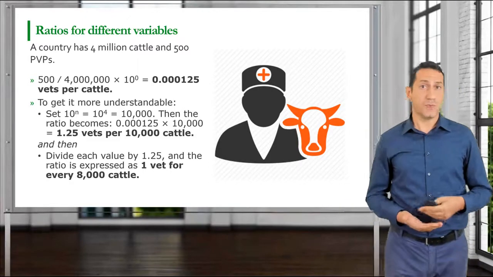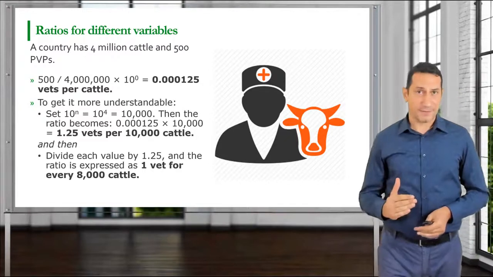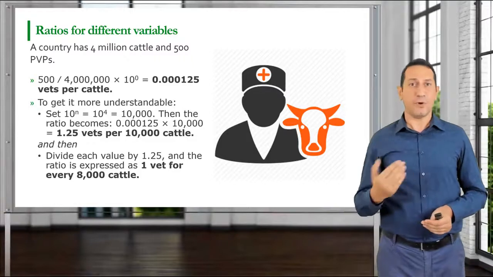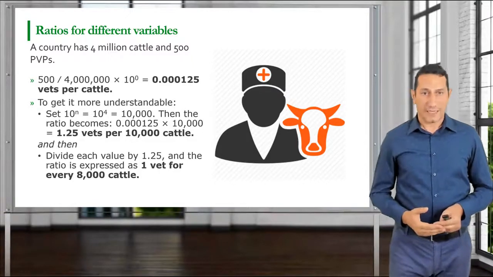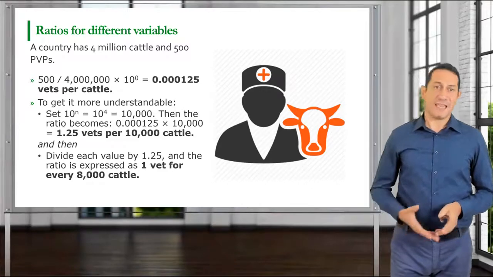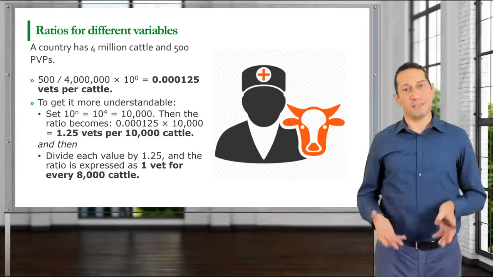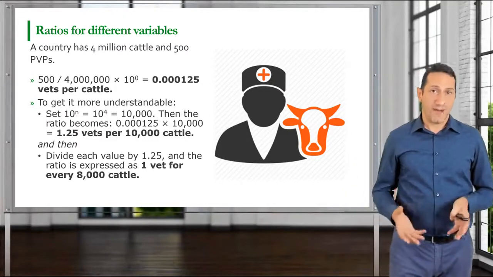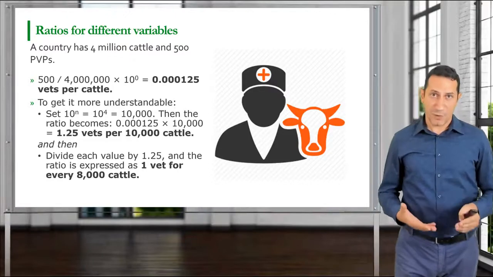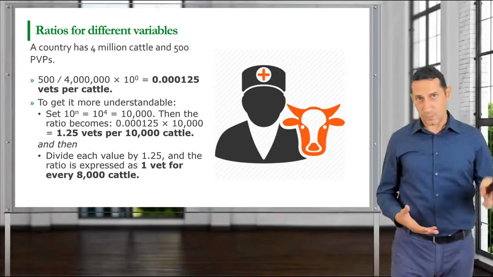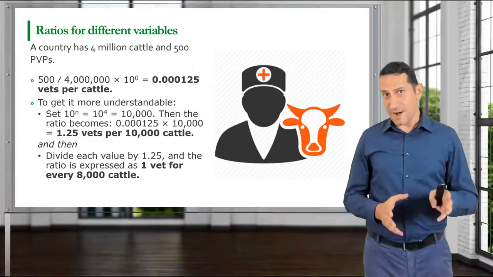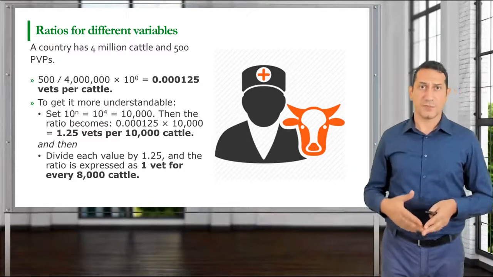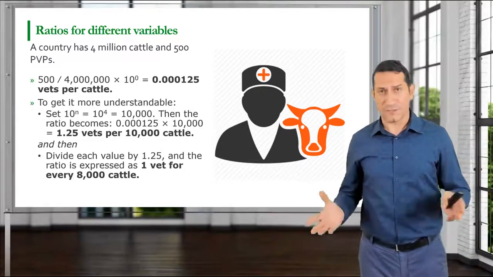But we could even do better. If we divide both the numerator and the denominator by 1.25, we get 1 vet per every 8,000 cattle, and that's much better in terms of making the ratio more understandable. We could simplify the ratios to be more understandable and get more meaning, and we could use them either within the same variable with two different categories or more, or we could use them for two totally different variables.